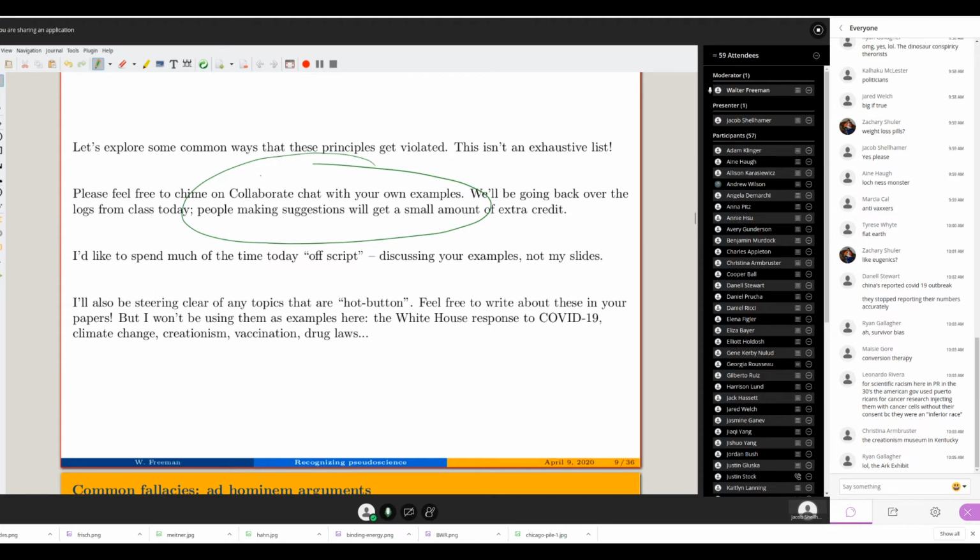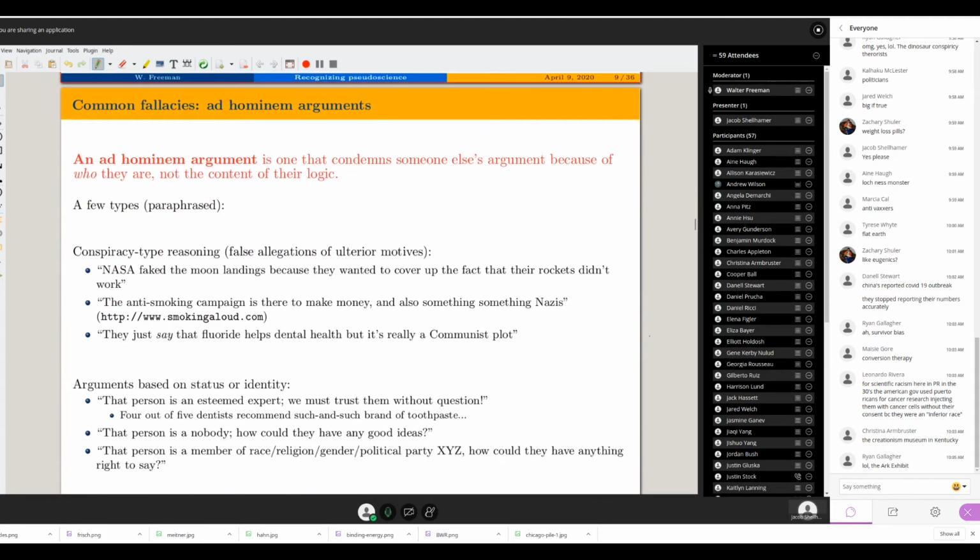So now I'm going to go through some common fallacies that bad science exhibits. The first one is an ad hominem argument. Ad hominem means against the person, and this is saying that someone else is wrong because of who they are, not what they say. Often this crosses over into conspiracies, like people saying NASA faked the moon landings because their rockets didn't work and they still wanted to look like they won the space race, so they couldn't really land people on the moon, so they just faked it. So this is a false accusation of having an ulterior motive.